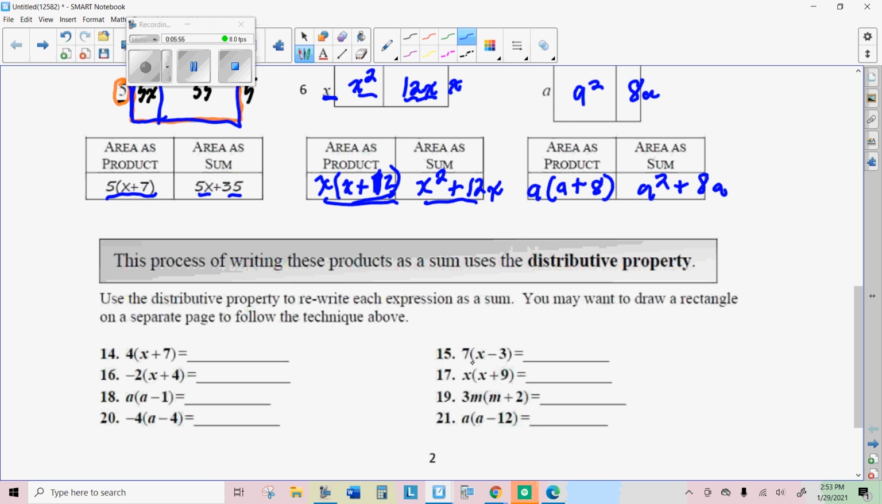So to get this without parentheses, you have to multiply, think of this as the length and this is the width. I have to multiply the 7 times the x, which is 7x, and then I have to multiply the 7 times the 3, which is 21. And since it's subtracting, I would put a subtraction sign in between.